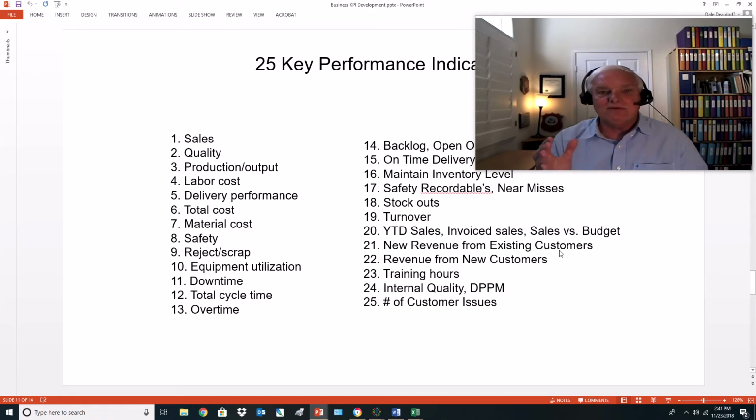Now, I've given you a list of 25 key performance indicators. You need to take a peek at this. It may be valid to use any of these, depending on which one you think is valid for you. You can also go off, and like I said, there are hundreds of them out there. Pick ones that are valid for you.